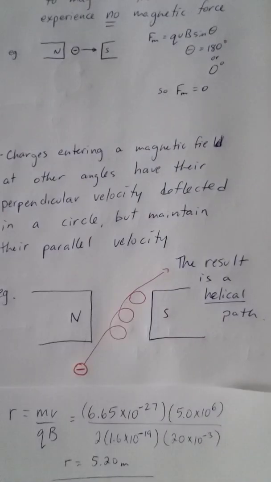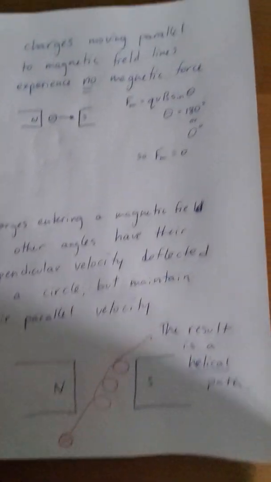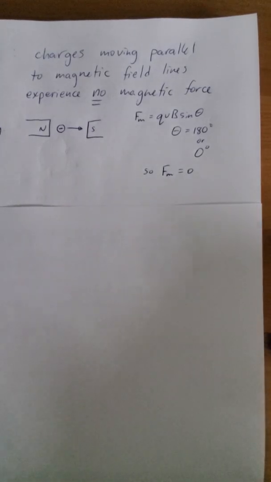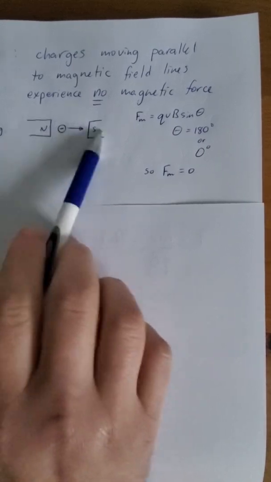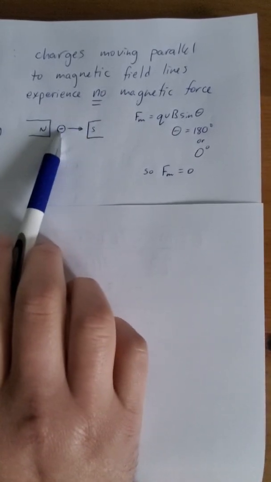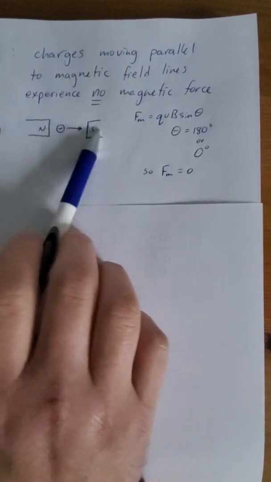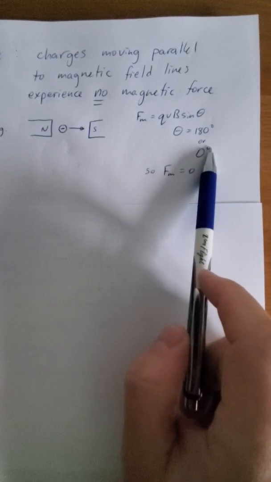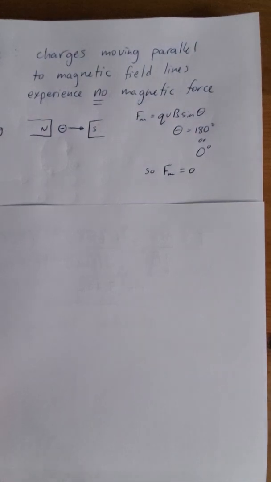There are a couple more things I want to tell you. Charges moving parallel to magnetic field lines, so that would be like moving something horizontally if the magnets are aligned horizontally, experience no magnetic force. They're moving along field lines. It's only when they cut the field lines that there is a force. You can see that mathematically though. If you're moving parallel, you're either 0 or 180 degrees. Sine of 0 and 180 degrees equals 0. So you'll get a force of 0.